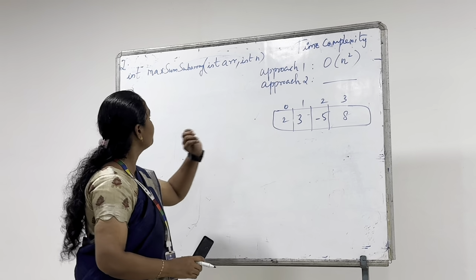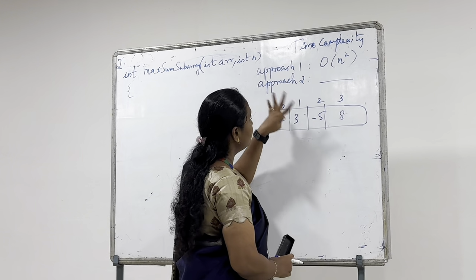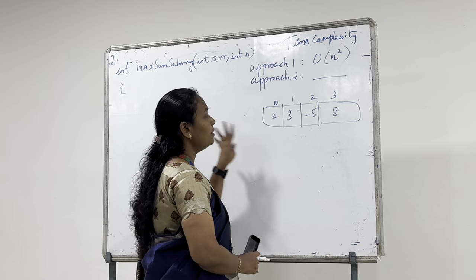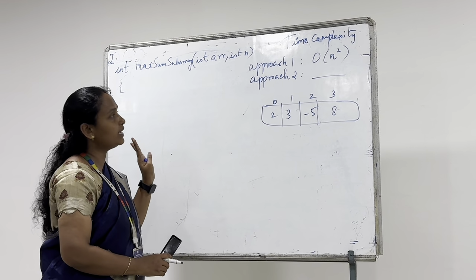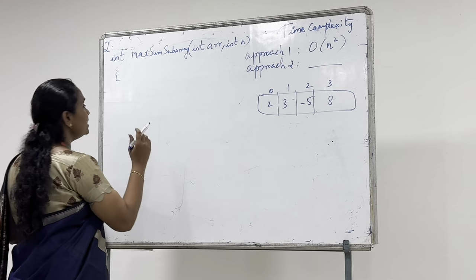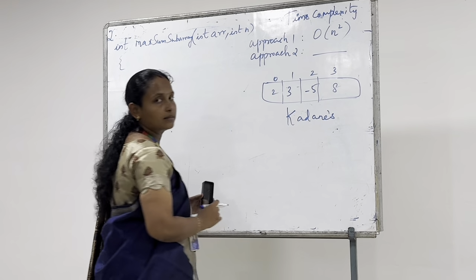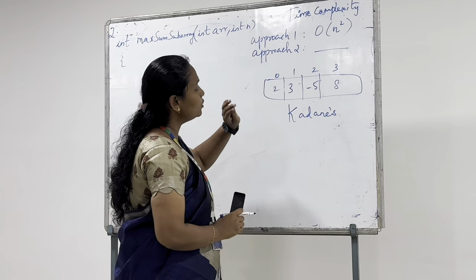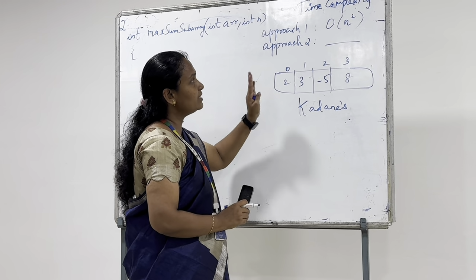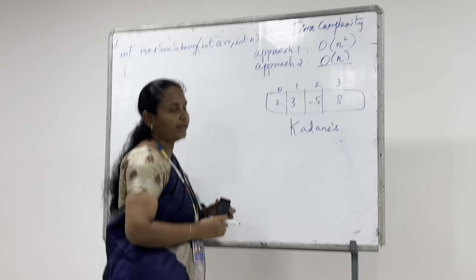So consider this array. So instead of doing the process of n square, here in the second approach we are going to solve the same problem using big O of n. So how we are going to solve this problem is by using an algorithm which is called the Kadane algorithm. Using this Kadane algorithm, we are going to solve this maximum sum subarray problem with the time complexity of big O of n.